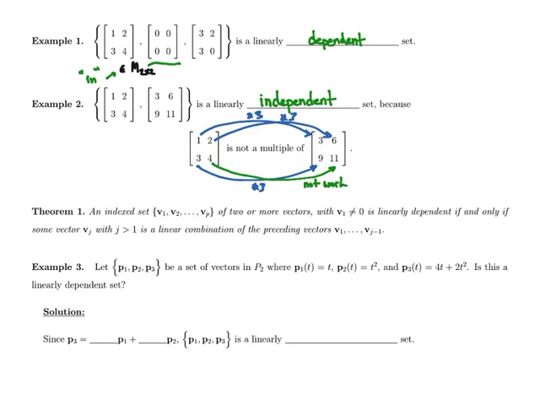Now a theorem that we could have introduced in chapter 1, as it holds true for any vector space: if we have an indexed set of vectors, index meaning that there's an order to those vectors, with v1 not equal to 0, so it can't be the 0 vector, it is linearly dependent if and only if some vector vj, with j greater than 1, is a linear combination of the preceding vectors. And I think that this is maybe a little bit obtuse. How about instead we say that it is linearly dependent if and only if some vector can be written as a linear combination of the other vectors.